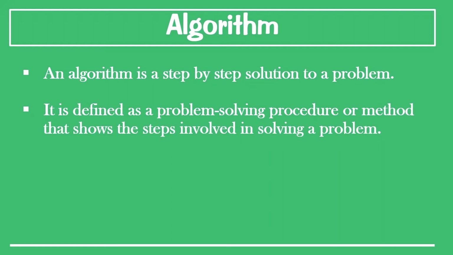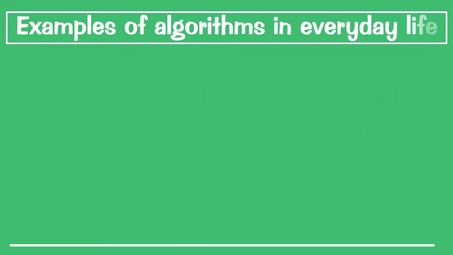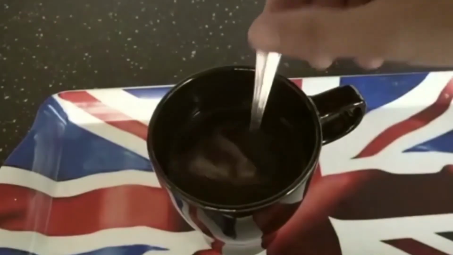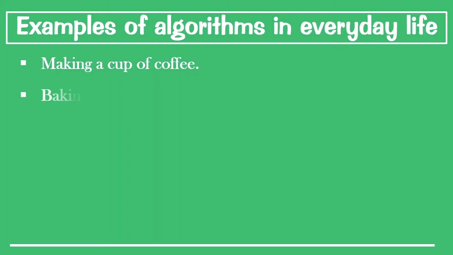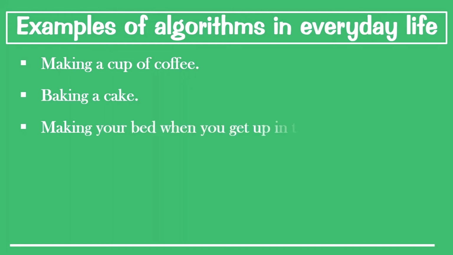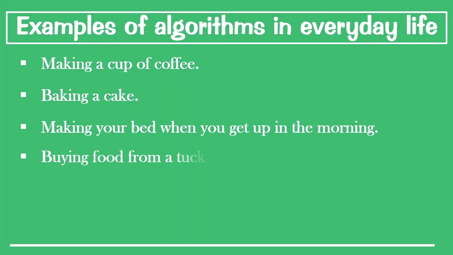Right. Now, do you know that we can use algorithms in our everyday life or day-to-day activities? Let's look at examples of algorithms in everyday life. Number 1, making a cup of coffee. 2, baking cakes. 3, making your bed when you get up in the morning. 4, buying food from a tuck shop.